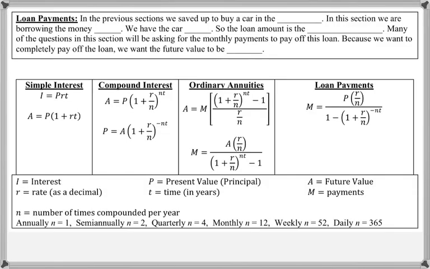This section is on car loans, so it's dealing with loan payments. Now, in the previous sections, we saved up to buy a car in the future. In this section, we are borrowing the money now. So we have the car now. So the loan amount is the present value.